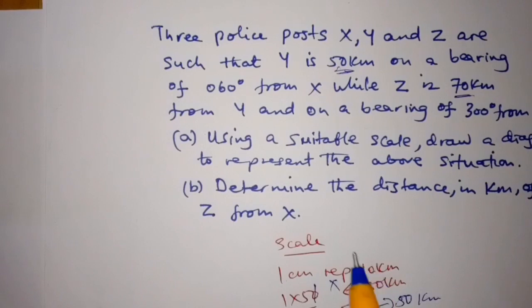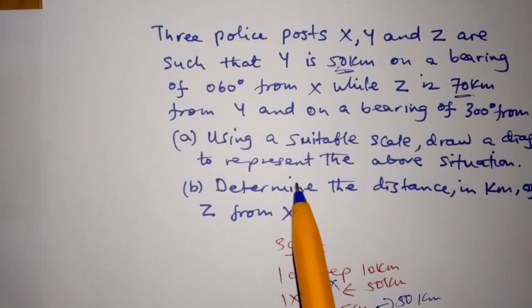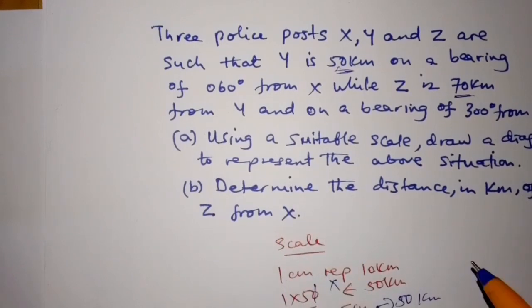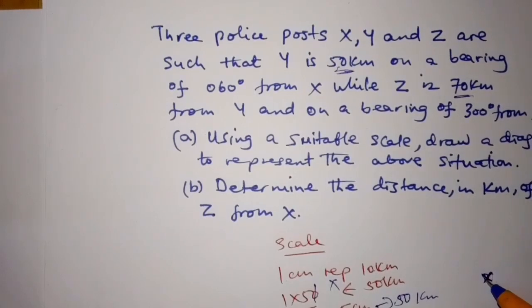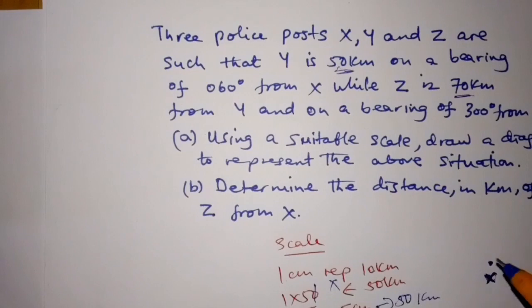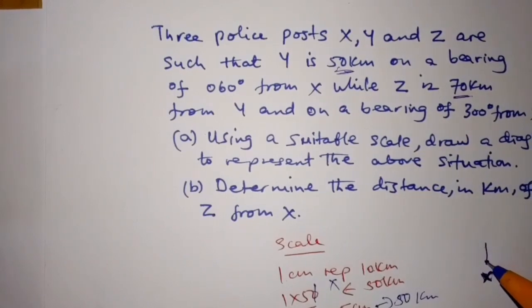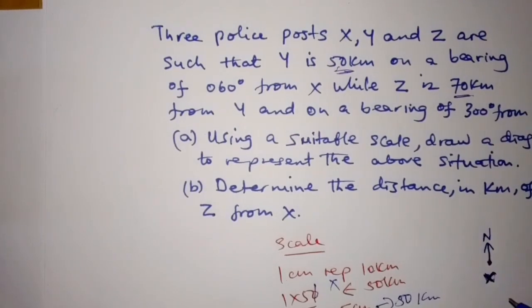So now, three police posts X, Y, and Z are such that Y is 50 km on a bearing of 60 degrees from X. So our point of interest here is X. Our starting point is X. We draw a vertical line here, and this is our North direction.